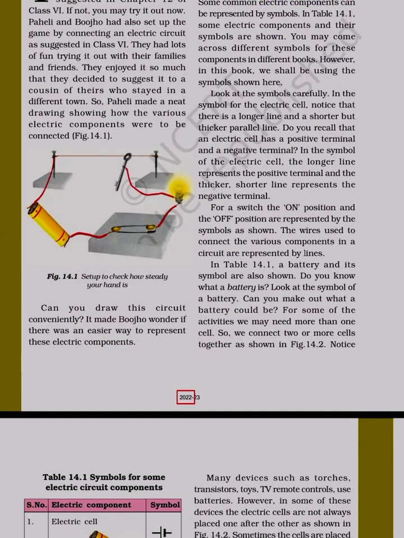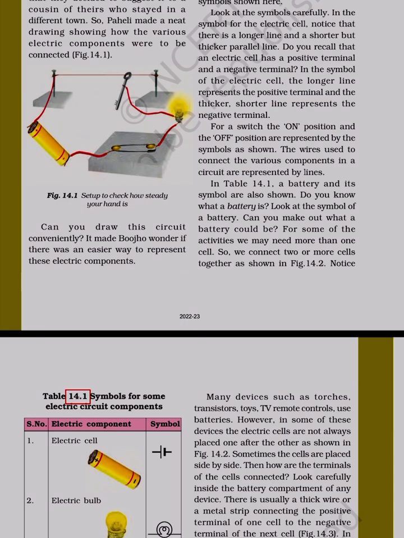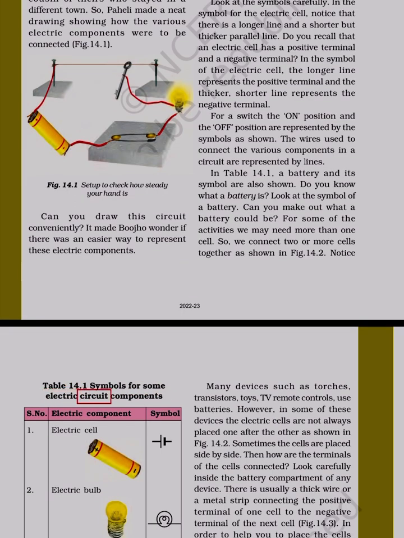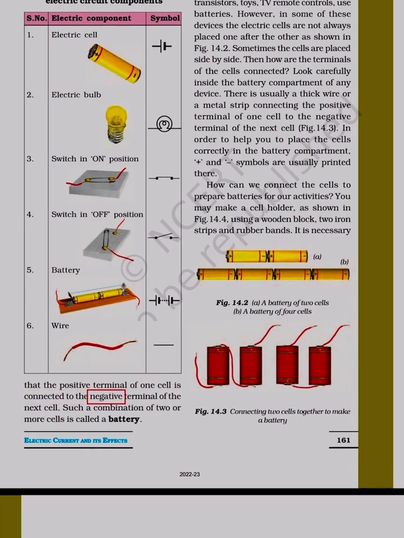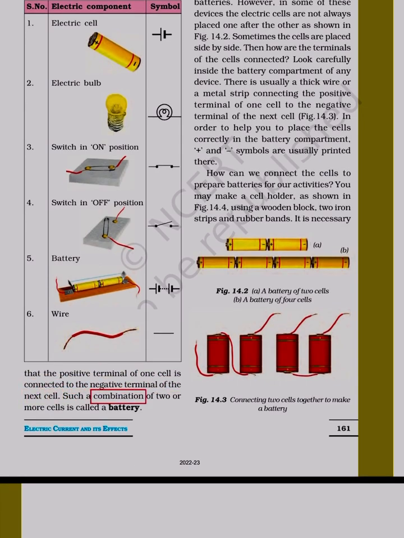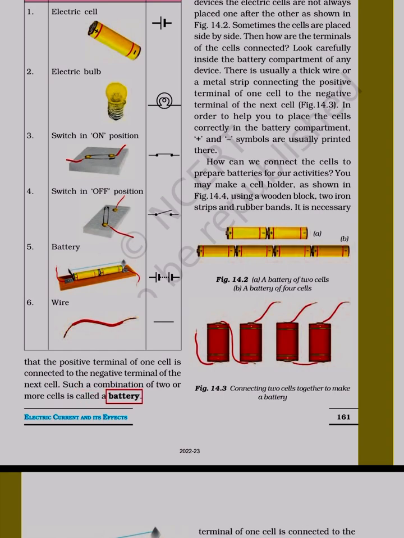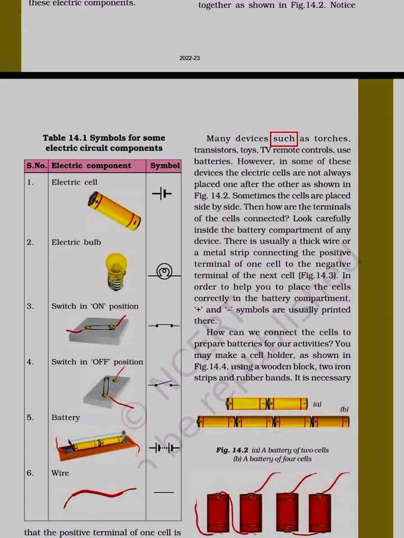Table 14.1 Symbols for some electric circuit components. Note that the positive terminal of one cell is connected to the negative terminal of the next cell. Such a combination of two or more cells is called a battery. Many devices such as torches, transistors, toys, TV remote controls, use batteries.